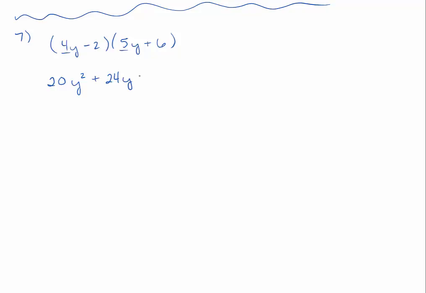And then negative 2 times 5y, so that's negative 10y. And then negative 2 times 6 is minus 12. And then you always want to simplify. So I have 20y squared. That's easy enough. And then I have plus 24y minus 10y, so I have plus 14y. And then minus 12. And that's the answer.